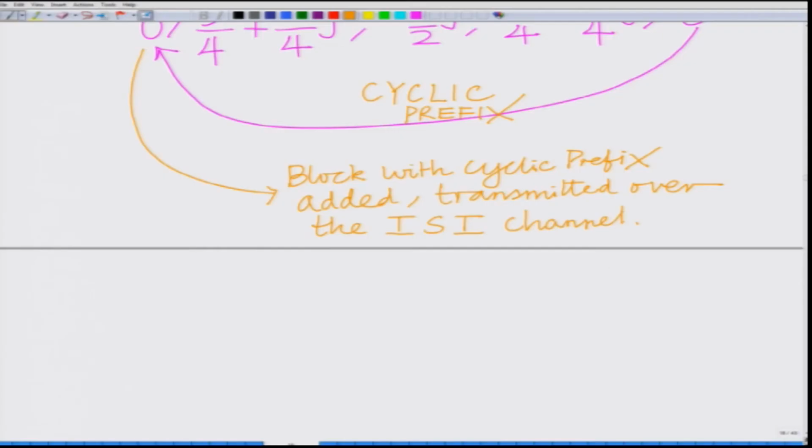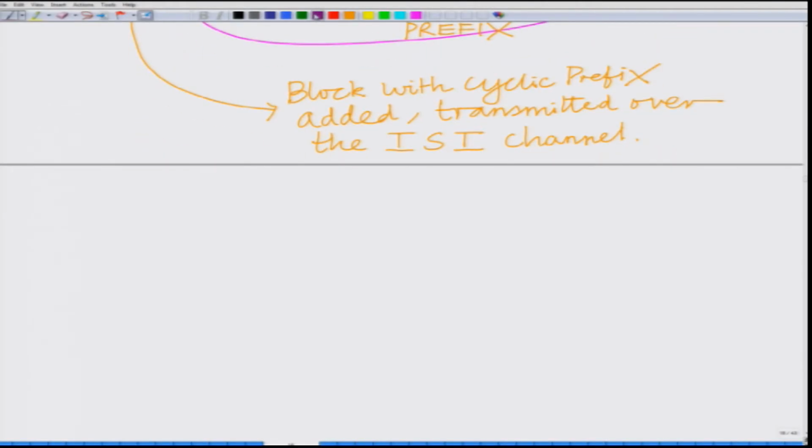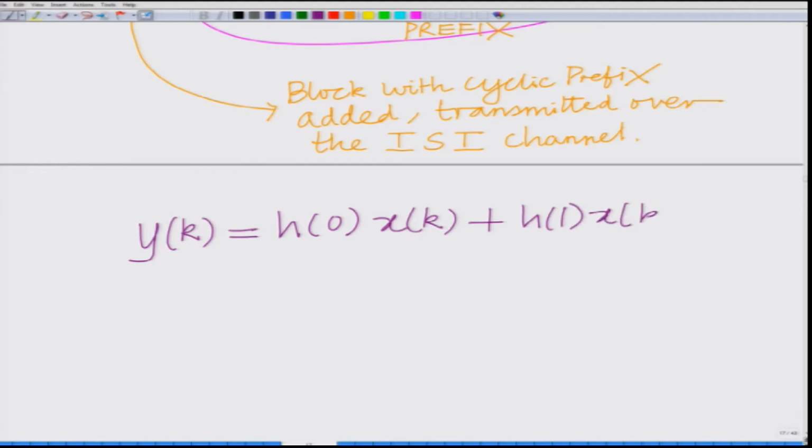All right, and similar to several times before, we are considering the 2 tap ISI channel, that is yk equals h0 xk plus h1 xk minus 1. Basically, what is this? This is your L equal to 2 tap ISI channel.